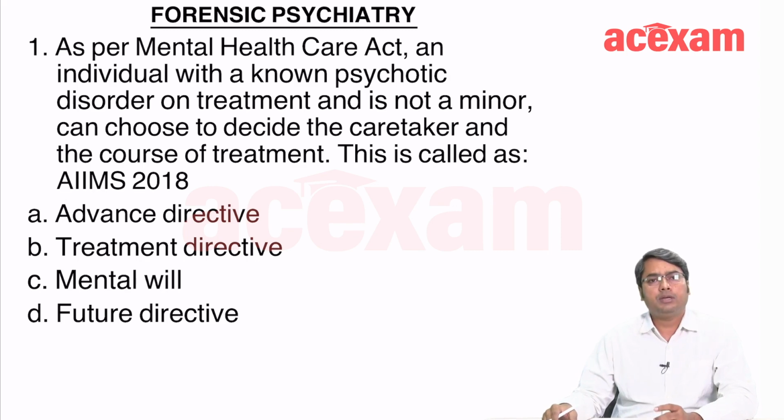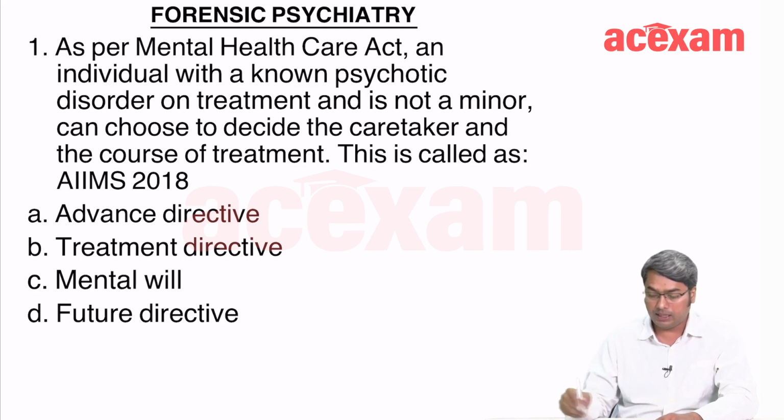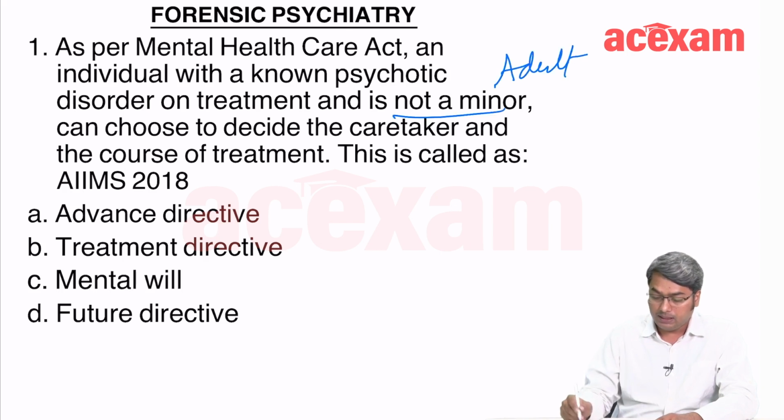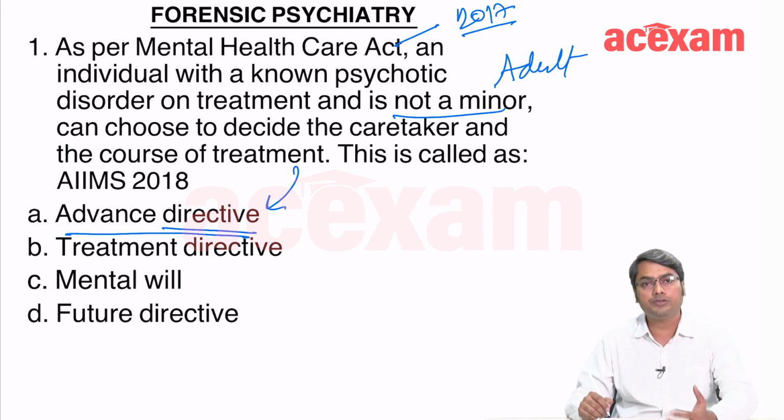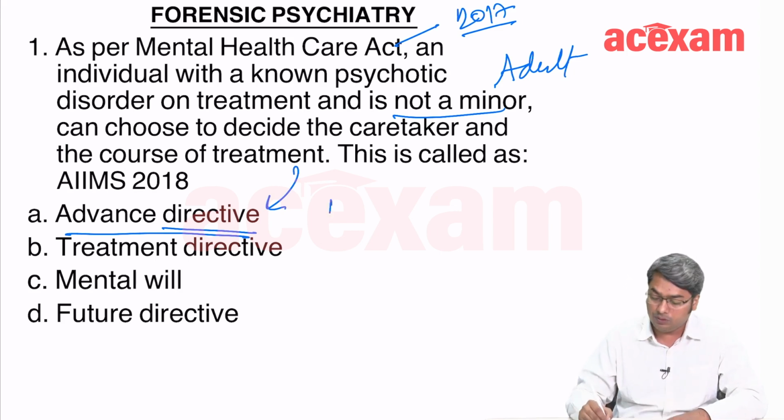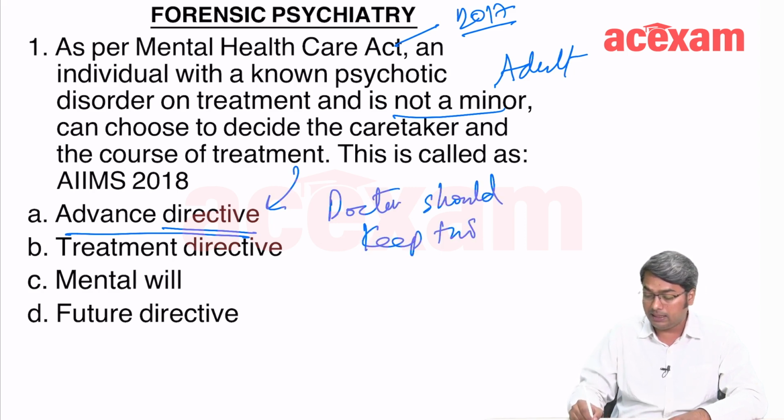Let us discuss the questions which have been asked from the topic of forensic psychiatry. In 2018, a question was asked: as per Mental Health Care Act, an individual with a known psychotic disorder on treatment and is not a minor, that is an adult individual, can choose to decide the caretaker and the course of treatment. This is known as advance directive. This has been given by Mental Health Care Act 2017, where the patient is giving the directions for his treatment in advance, and the doctor should keep this directive in mind while providing treatment to an insane person.